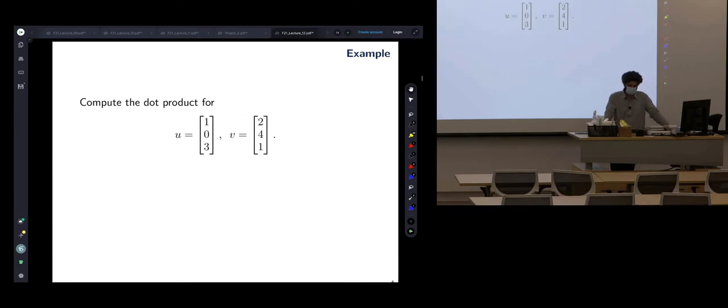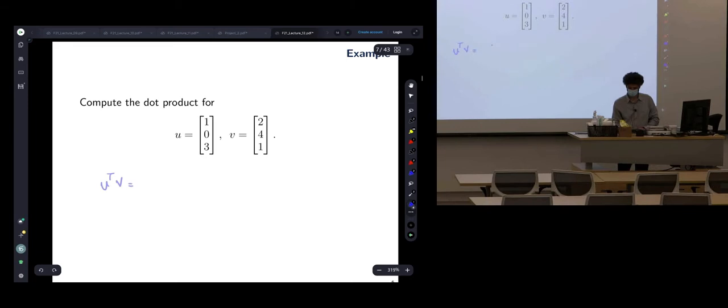An example, compute the dot product of u and v. What should I do? Tell me, I'll write the answer. So I can use this, right? You wanted to use the other version. It's going to be 1 times 2 plus 0 times 4 plus 3 times 1.